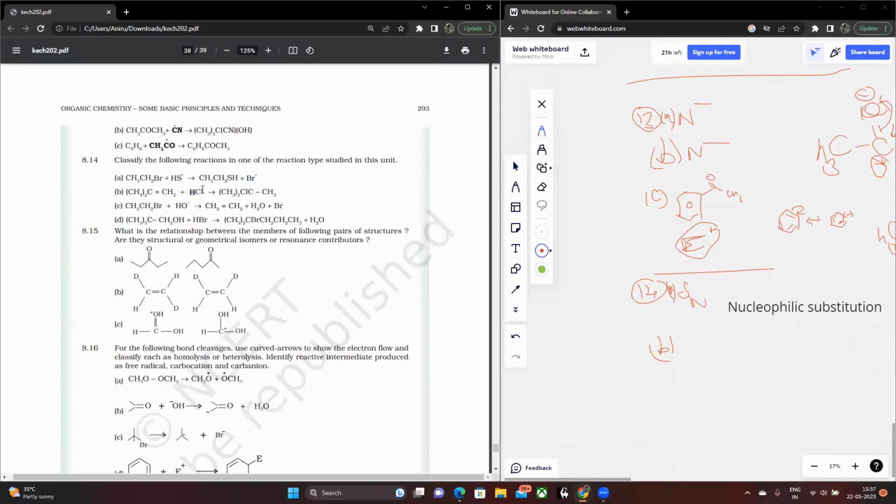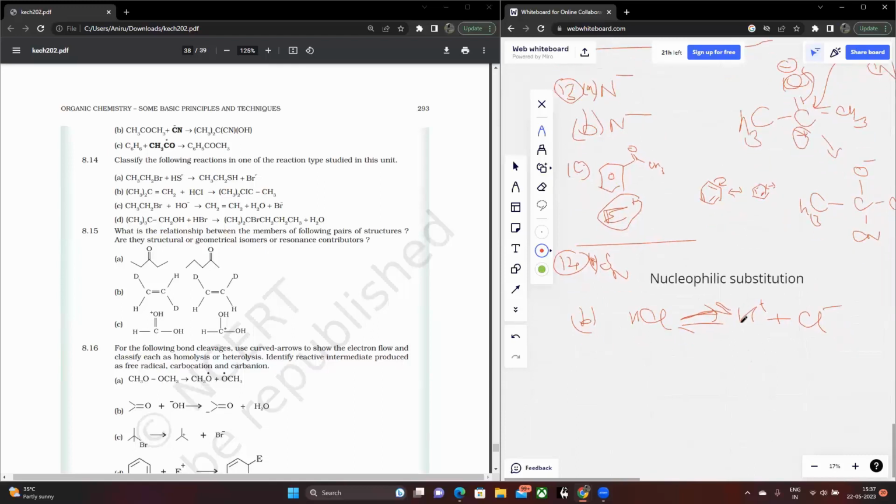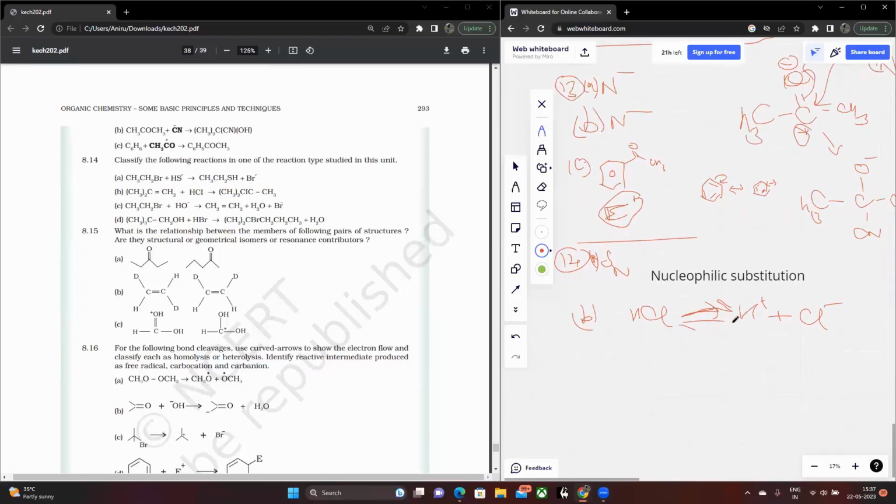You can basically see that this HCl adds to this double bond. But the way it adds is basically first HCl splits out, right? HCl becomes H plus Cl minus, right? It's actually reversible, but it's weighted towards this side, right? H plus and Cl minus. This H plus attacks the C double bond C side, right?